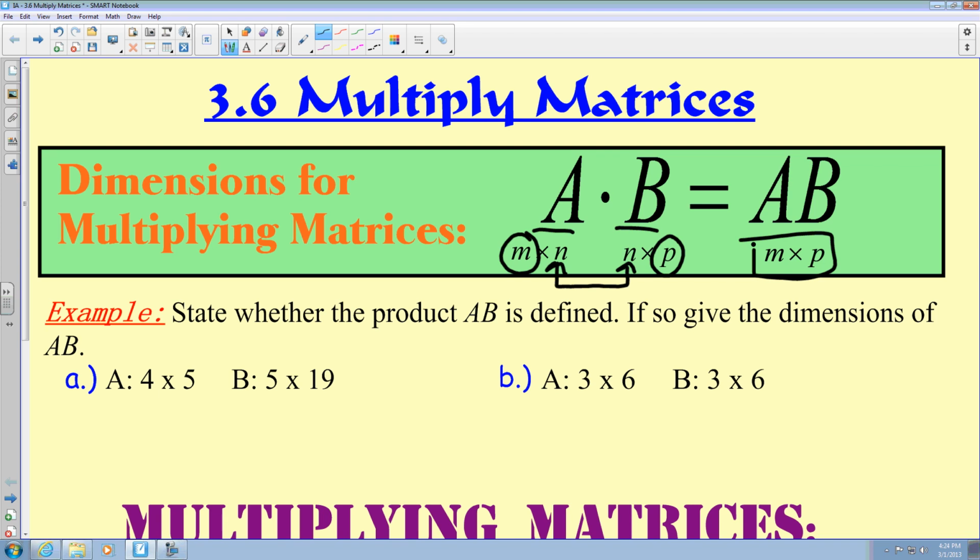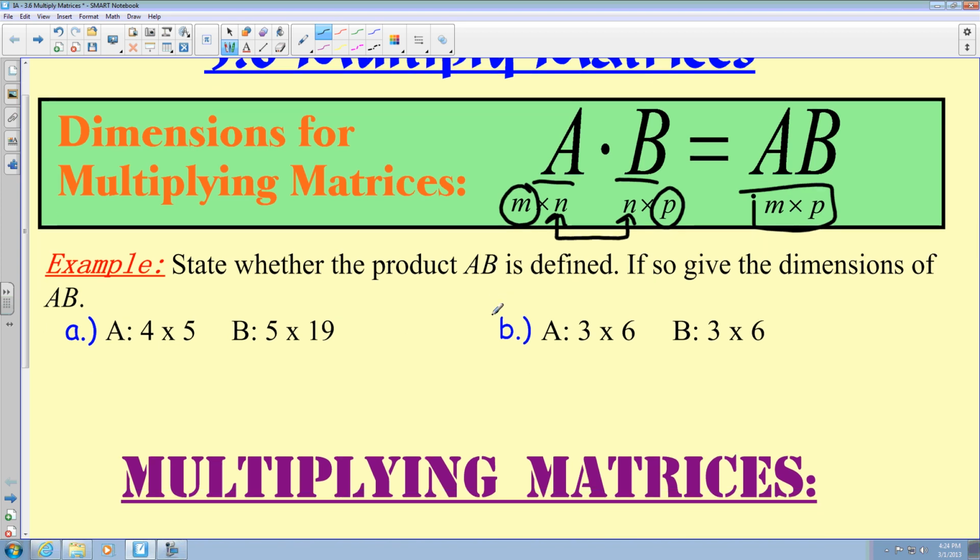So for the first examples, I want you to tell whether the product A times B can be defined, and if so, what the dimensions are going to be. If matrix A is a 4 by 5 matrix and matrix B is a 5 by 19, I look here, I see 5 and 5, they're the same, so now I can multiply them. Once I multiply them, I know it's going to be a 4 by 19 matrix. So yes, I can define this product, and it is a 4 by 19.